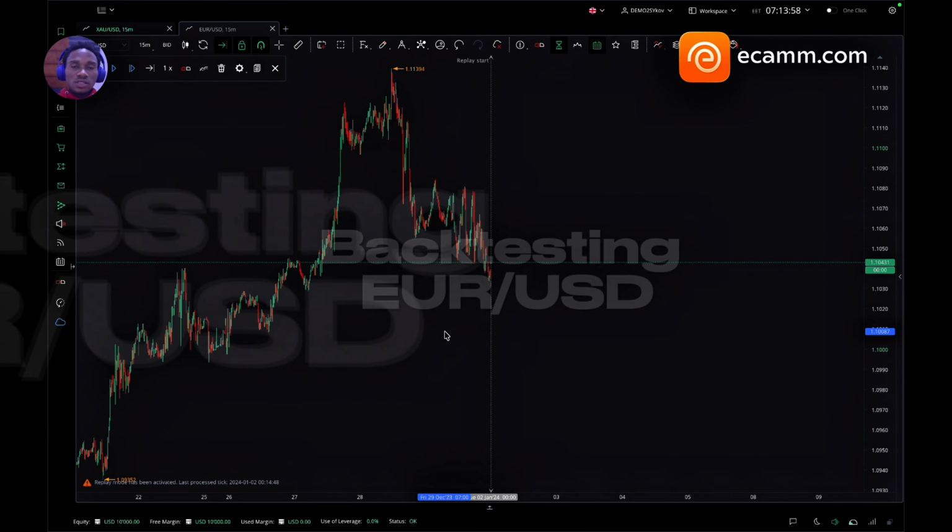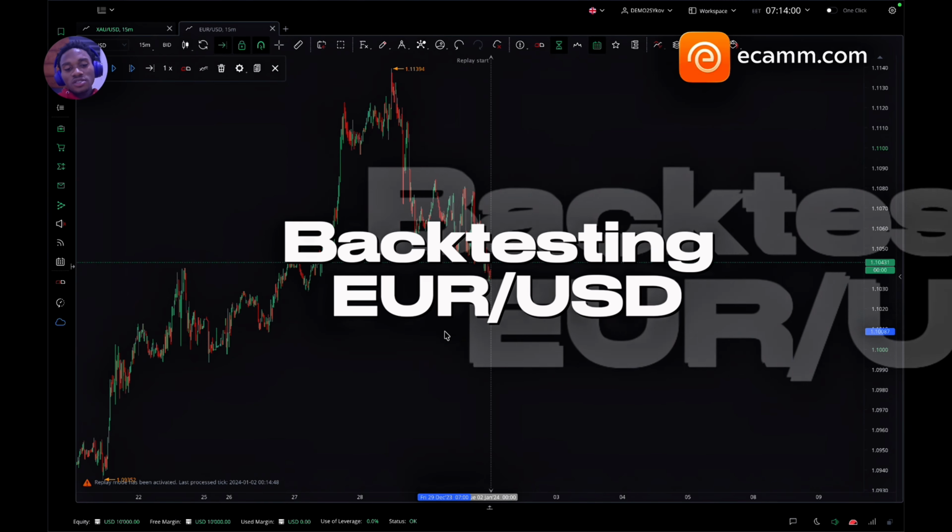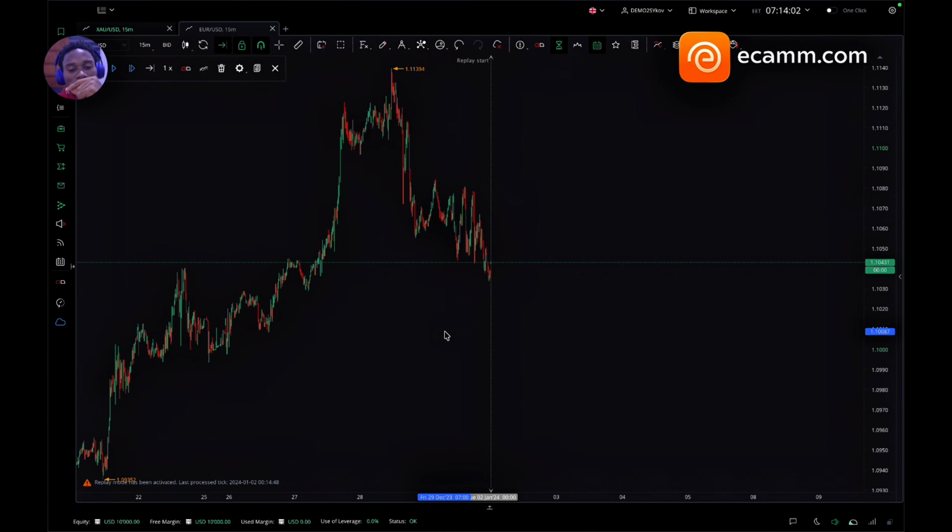So we're gonna be backtesting Euro USD. Let's see how the MAEE formula works in this market condition. Whenever you're placed on the chart, whenever you're about to analyze the market, the first thing you want to do is go to the higher time frame. You analyze from the higher time frame, then you go to the lower time frame to execute.